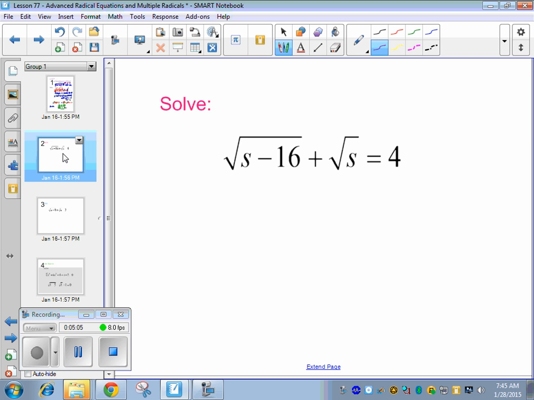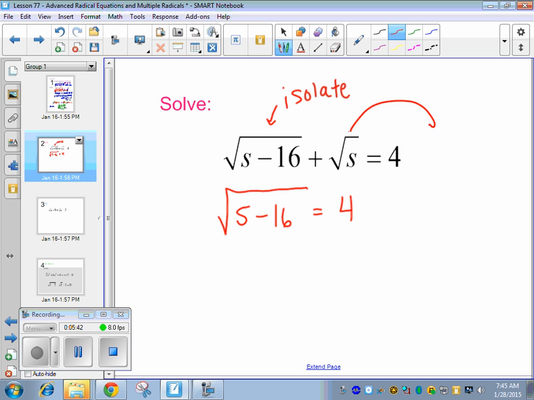So I have the square root of s minus 16 plus the square root of s equals 4. Alright, always isolate the radical that has the most underneath the house. So that radical that has two terms underneath is the one we're going to isolate first. So I've got the square root of s minus 16 equals 4, and we're going to move this to the other side, so minus the square root of s.